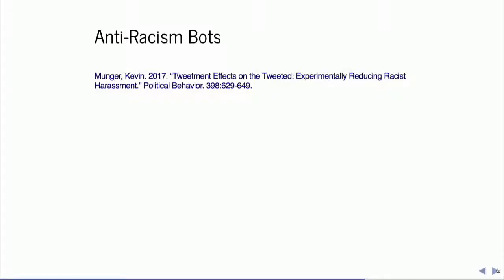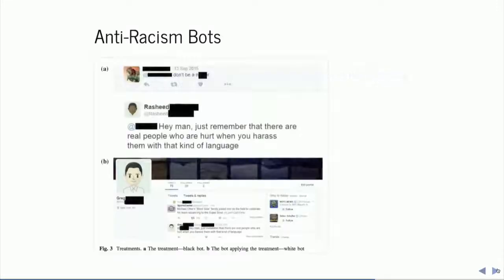So here's a nice example from last year. A very entrepreneurial PhD student in political science discovered that he could build a bot with a very cute title here, Tweetman Effects on the Tweeted, that would experimentally sanction people using racist language on Twitter. And so he built this bot. Here's one of the bots here, and here's another one.